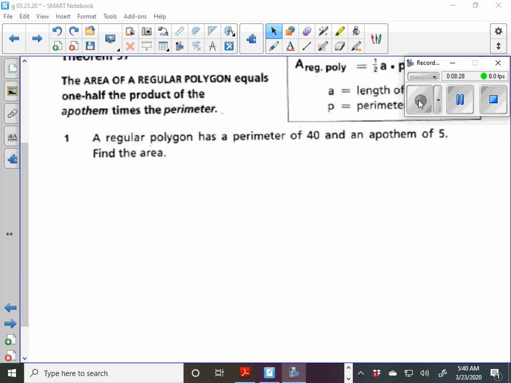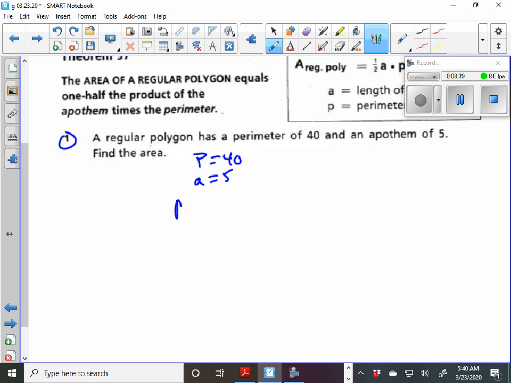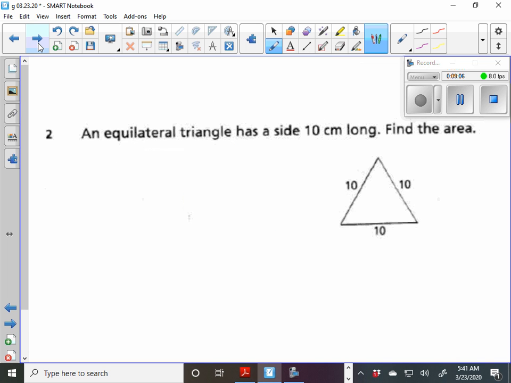Okay, so now we're going to go through a couple of examples here. A regular polygon has a perimeter of 40 and an apothem of 5. We know that the area equals 1/2 perimeter times apothem. So step 1, there's the formula. Step 2, plug it in, 1/2 times 40 times 5. And now plug it into a calculator or do the arithmetic. 20 times 5 is 100 units squared. Don't make that harder than it has to be. The formula is ugly, but you can still do this.